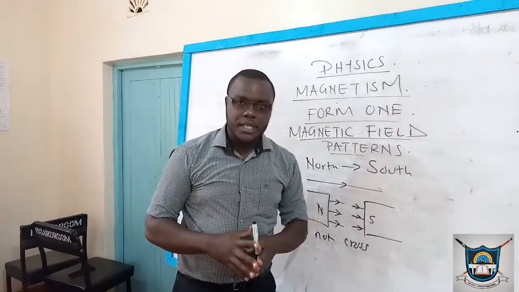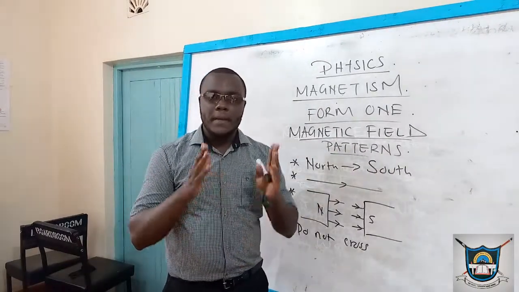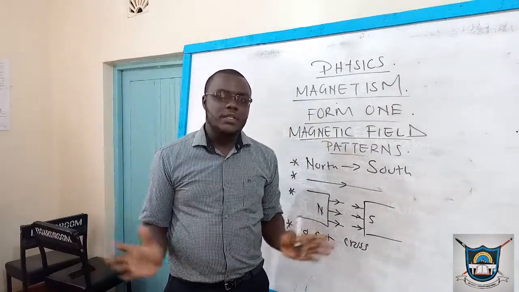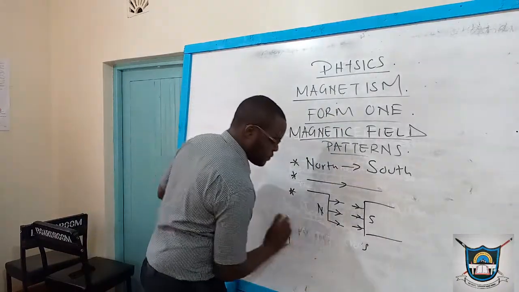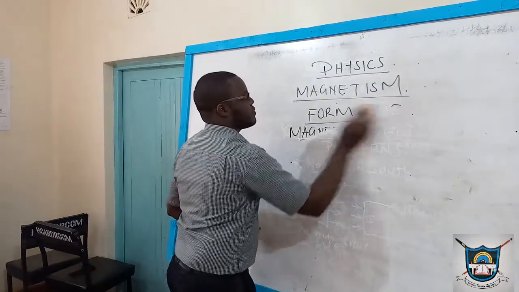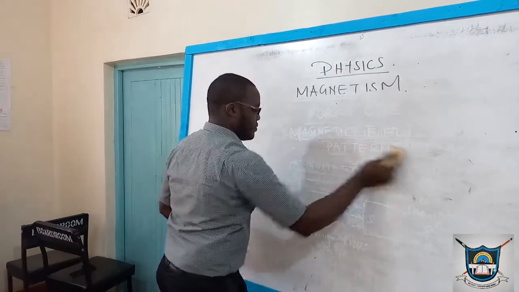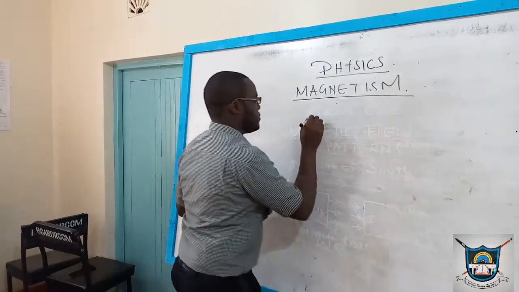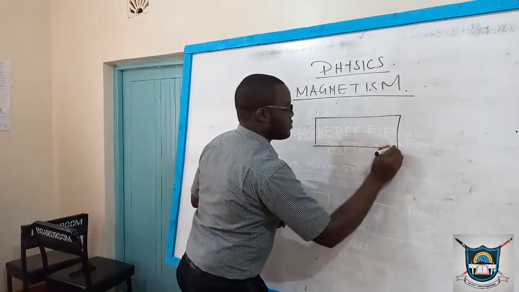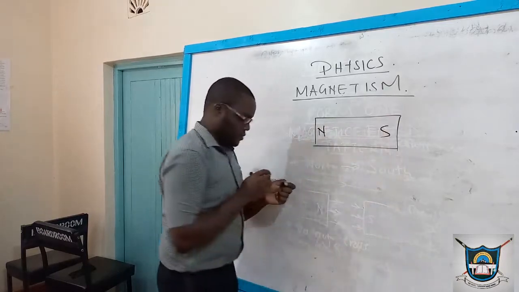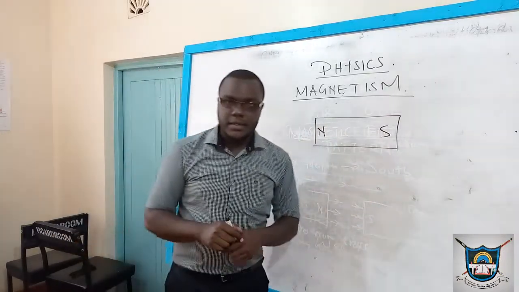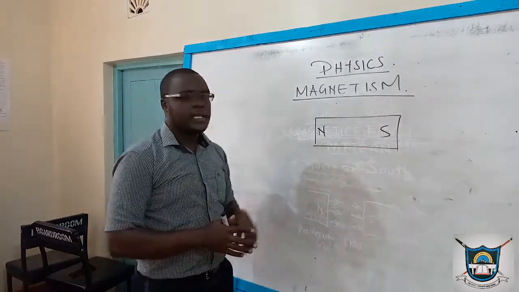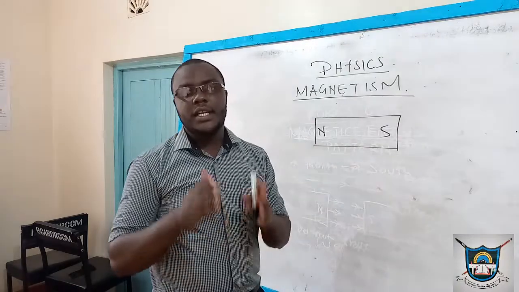I'm going to have some examples, and I will try quite a number. I'm going to start with a bar magnet and see how the magnetic field patterns are formed around it. This is a bar magnet. By now, we have looked at different types of magnets. Let me start with the bar magnet and how we draw its magnetic field patterns.